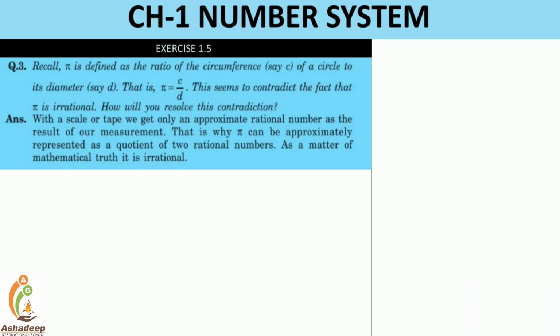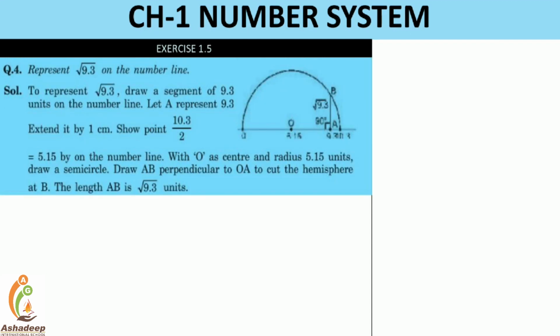Now here is the question: recall, pi is defined as the ratio of the circumference c of a circle to its diameter, that is c by d. It seems to contradict the fact that pi is an irrational number. So how will you resolve this contradiction? With a scale or a tape, we get only an approximate rational number as the result of our measurement. So that is why pi is approximately represented as the quotient of two rational numbers. As a matter of mathematical truth, it is irrational, right? So it's a theory. Just go through the theory part.